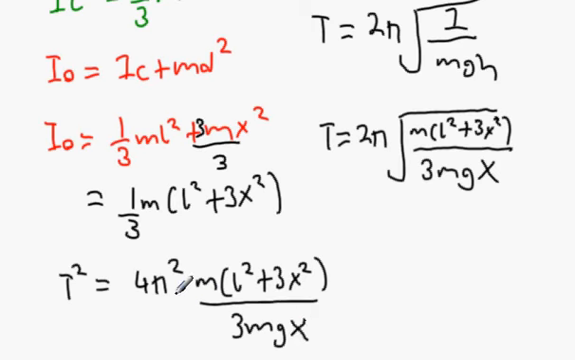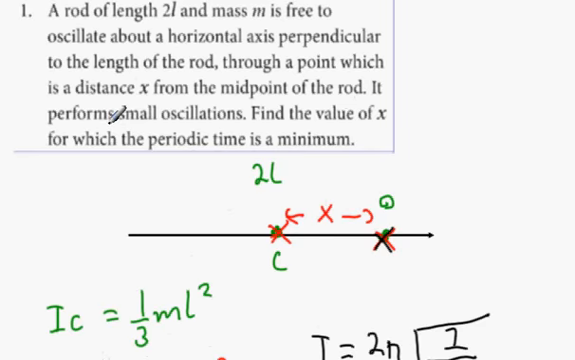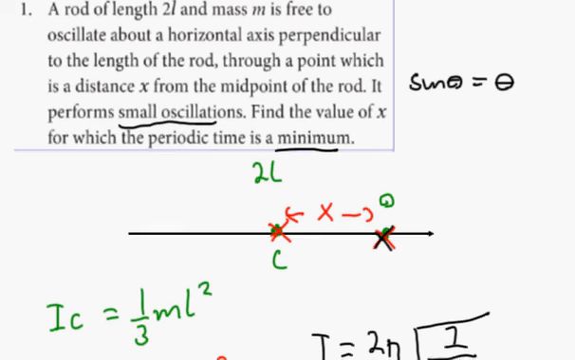Now, if we reread the question, it performs small oscillations. If it performs small oscillations, it obeys the compound pendulum formula, because it has to be small oscillations, because sine theta has to equal theta for the formula we just used. Find the value of x for which the periodic time is minimum. Minimum being the key word.